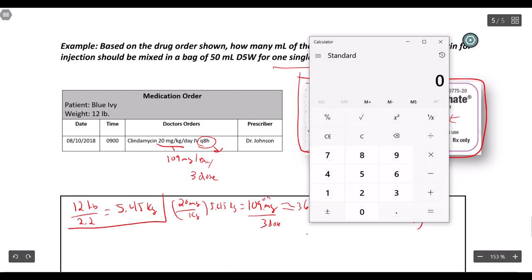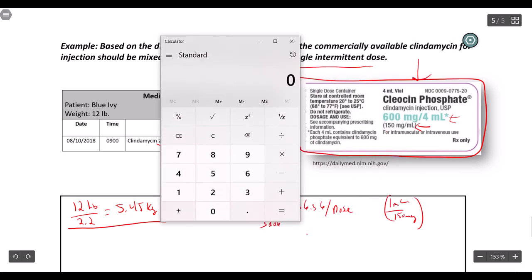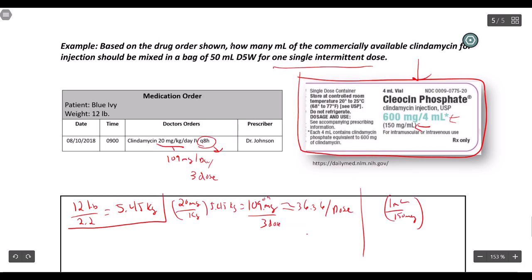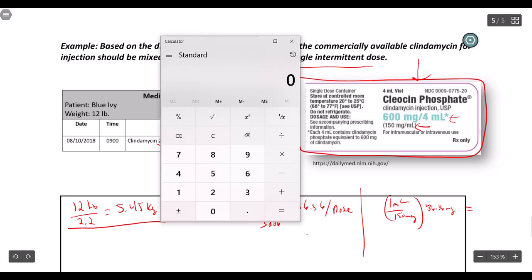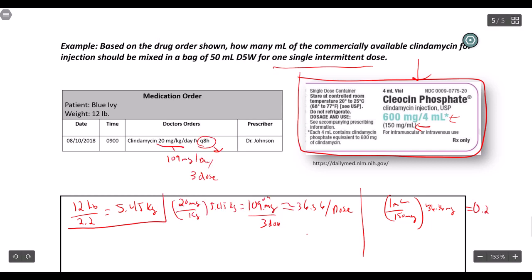But we take 1 ml is 150 milligrams in that 1 ml. How many mLs if I need 36.36 milligrams? So 36.36, divide that by 150, we get 0.2424. So about 0.24 mLs is what we're going to need. This is how much we're going to take out of this vial for 1 dose. A few things to keep in mind. Make sure we always put the leading 0 for 0.24.